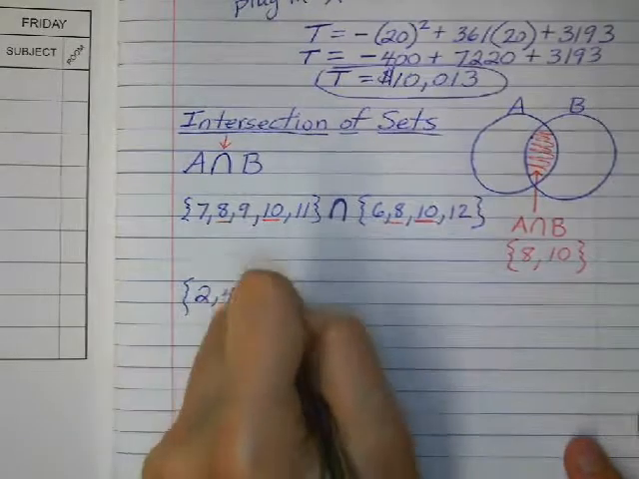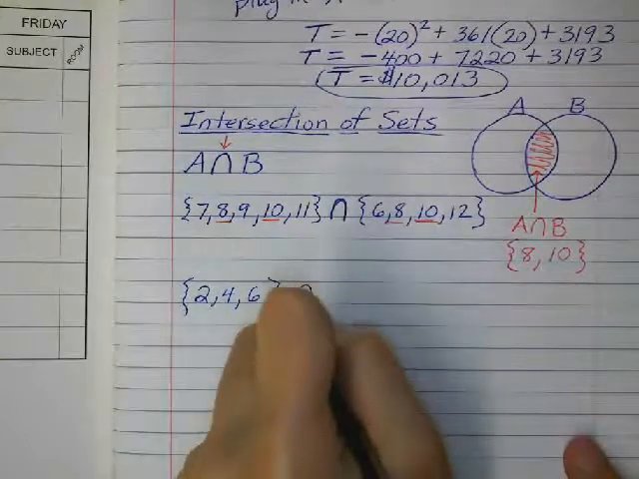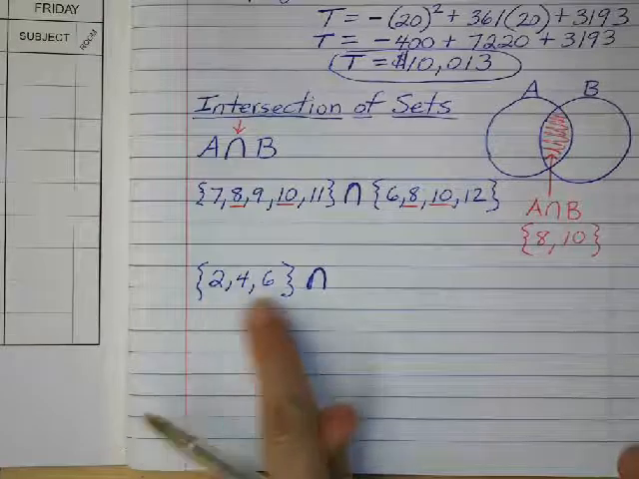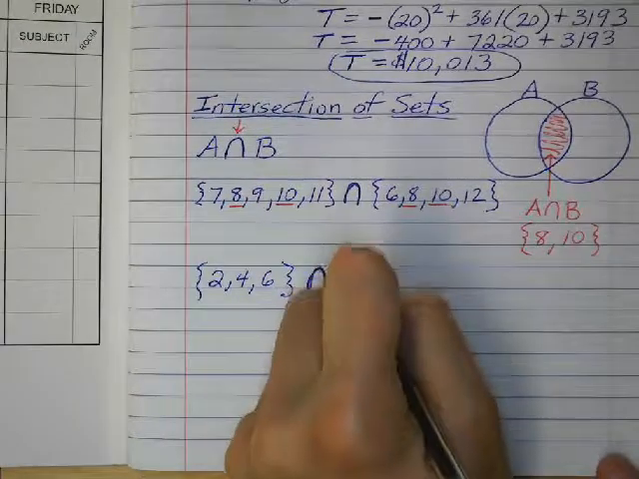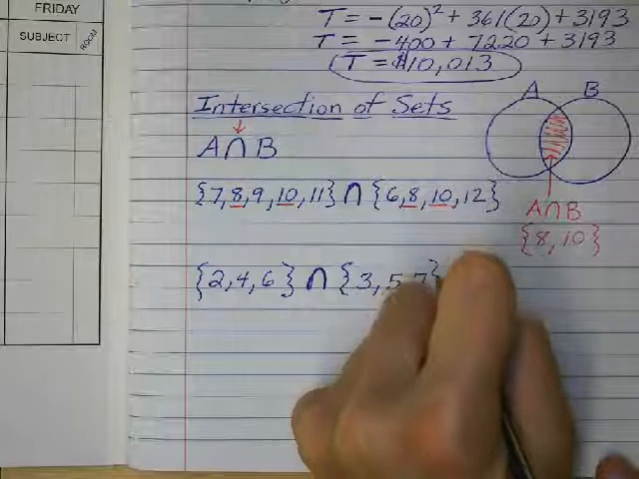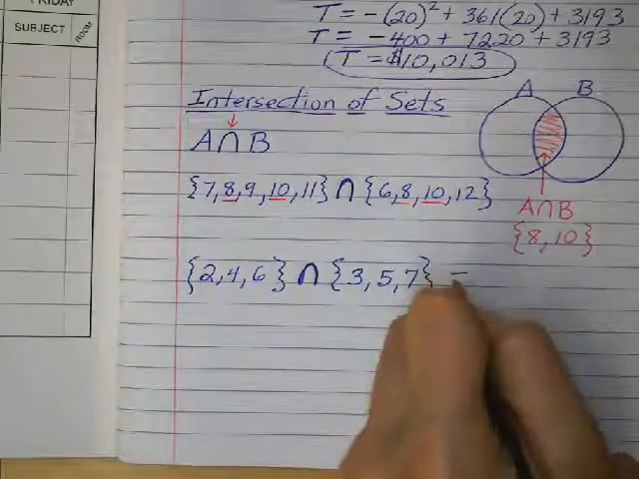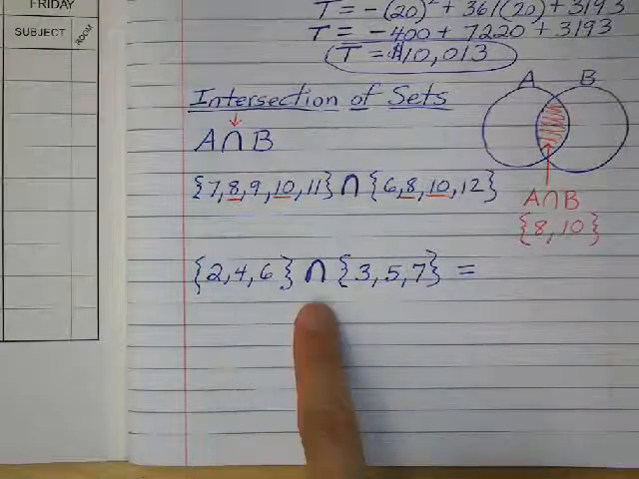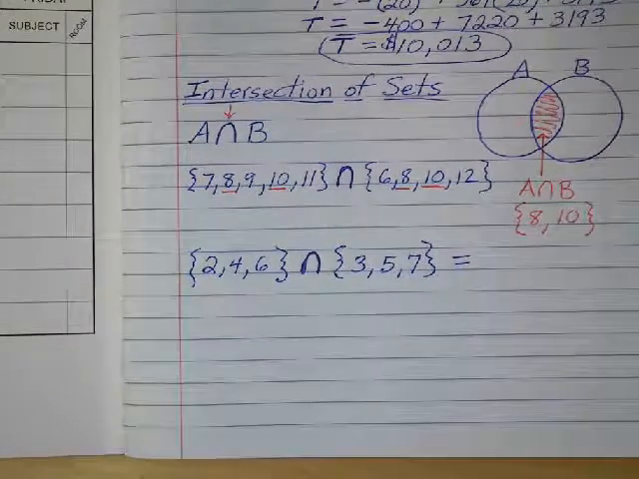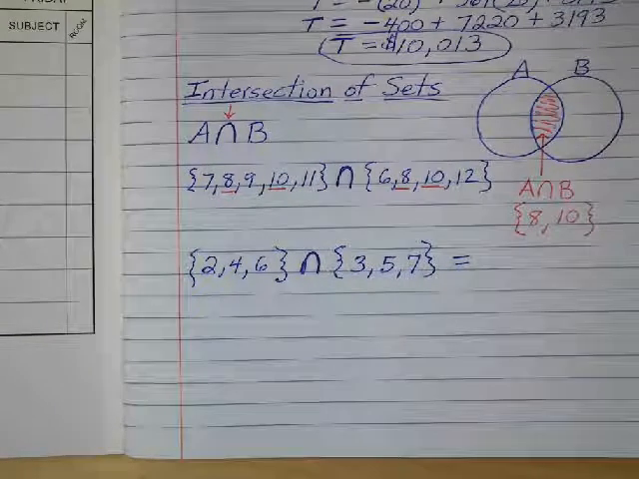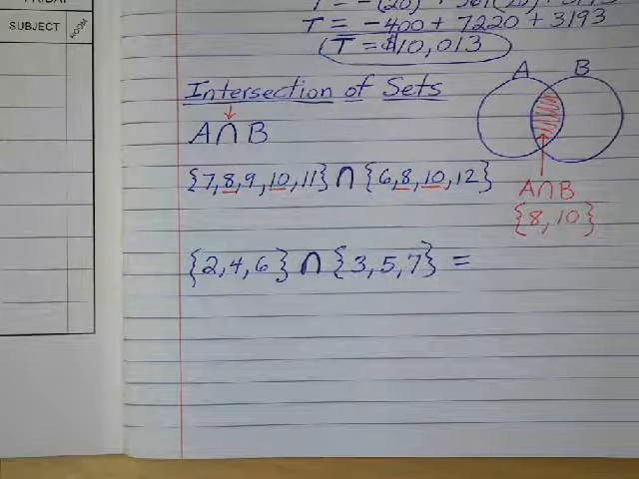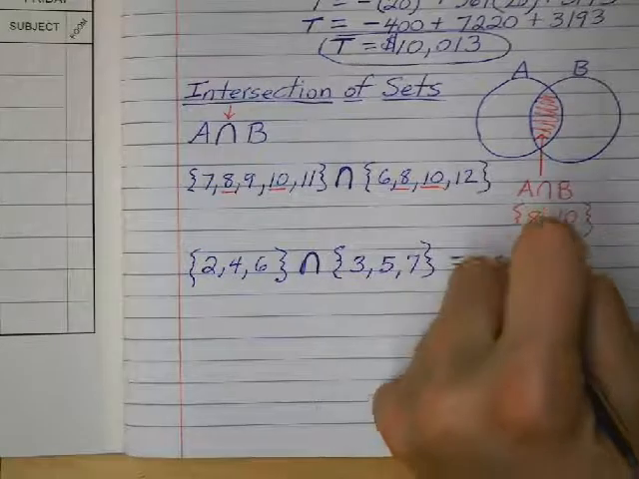So I'm going to give you another list of numbers and see what you think of this one. Now I'm putting a set of numbers 2, 4, 6, and we're going to intersect it with this set over here, 3, 5, 7. So 2, 4, 6 intersect 3, 5, 7. What do you think this time? If they ask for intersection, do they have anything in common? No.